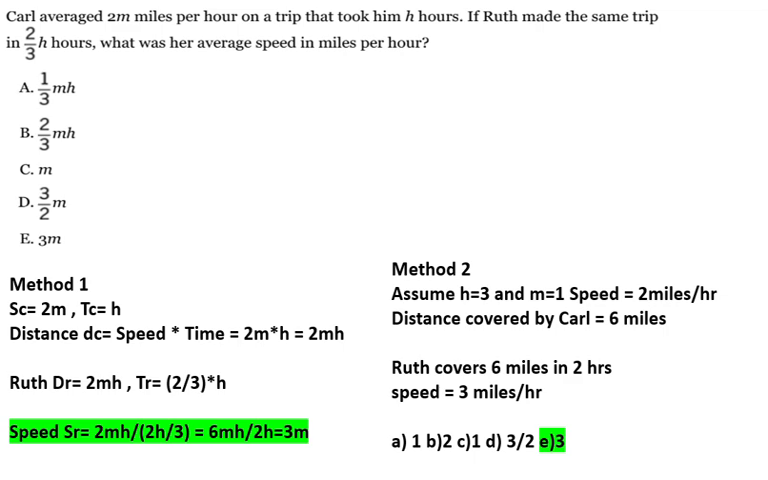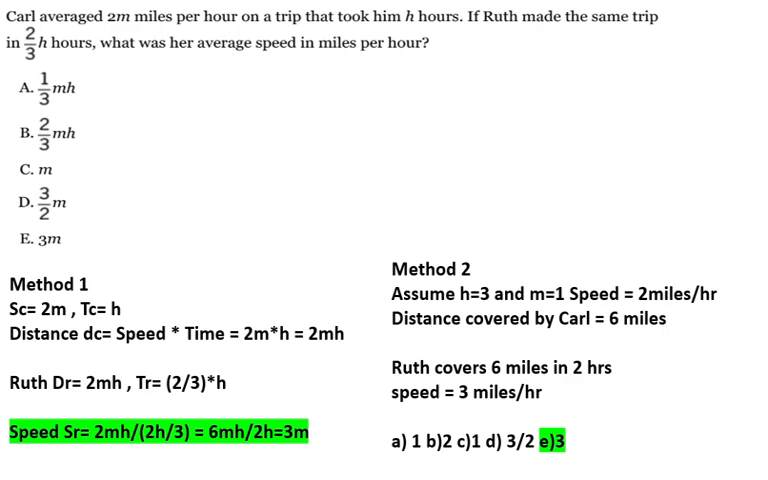The second way is to plug in values for h and m. So ideally I have plugged in h is equal to 3, and that is because Ruth takes 2/3 into h. So if I substitute a multiple of 3 for h, then I would ideally get a whole number instead of 2/3 h. So which is the reason why I had taken h is equal to 3, and m I took it to be a simpler value of 1.